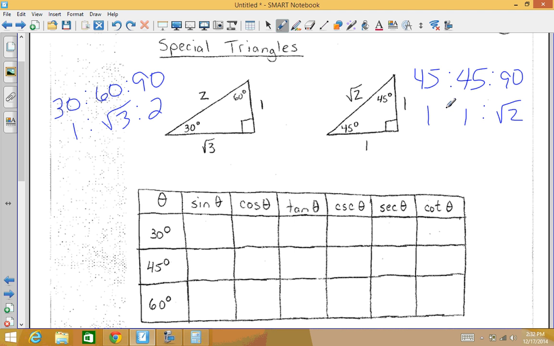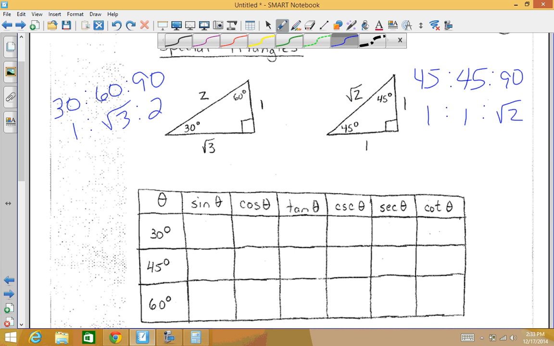Notice that there's really no simple way to memorize these. 1, 1, square root of 2. Both 2's show up in the hypotenuse. Maybe that'll help you out. Maybe you can think of some cool way to memorize those. If you do, let me know. But you need to know these.